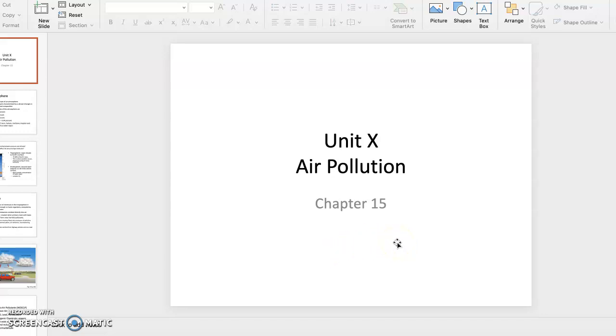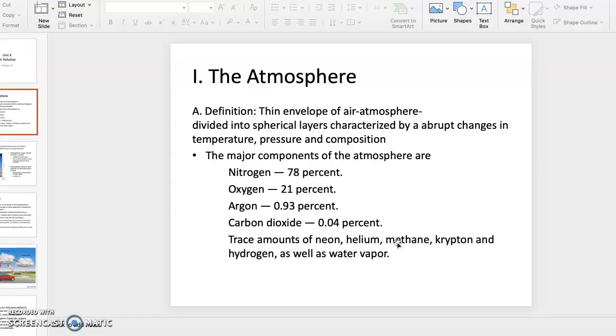Alright guys, so we're going to talk about Chapter 15, Air Pollution. This unit is very big on the AP exam, so make sure you look over this PowerPoint. So first off, the major components of the atmosphere are nitrogen, oxygen, argon, and carbon dioxide, nitrogen being the main contributor at 78%.